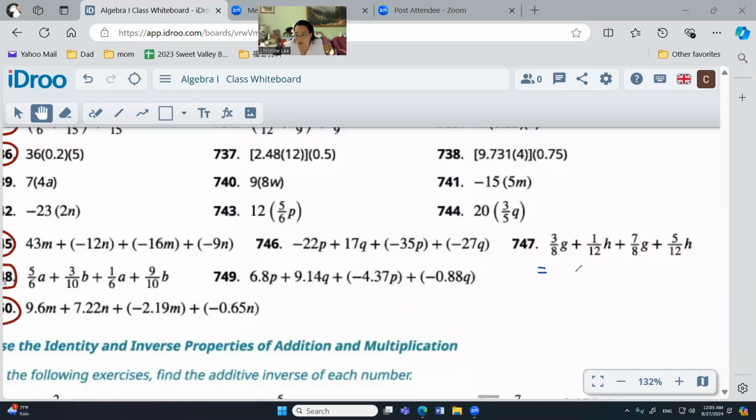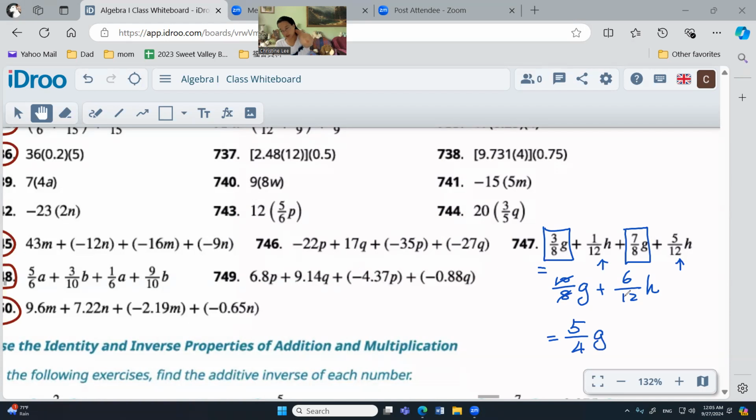All right, this one, G and G, and then H and H. G and G together is 3 and 7, 10G. And then on the bottom is 12. Same bottom, 12, 12, so you can add them. Now we need to simplify. Don't forget to simplify. Some people forgot last homework to simplify everything. So when you have a fraction, make sure you simplify. Plus 1 over 2H.